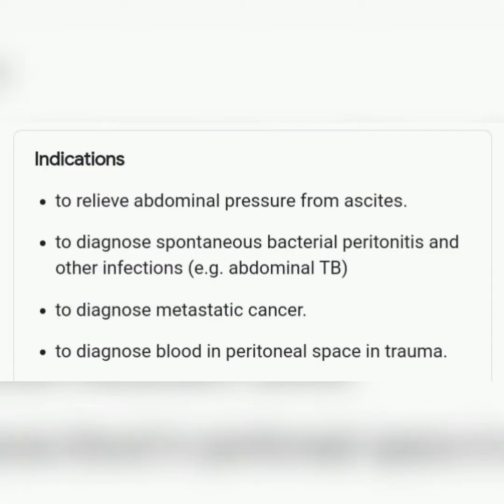What are all the indications for peritoneal tapping? To relieve abdominal pressure from ascites. If a patient has ascites, definitely there will be abdominal pressure. To relieve that pressure, the tapping will be conducted. And to diagnose spontaneous bacterial peritonitis and other infections. So to rule out any abdominal TB or bacterial infections in the peritoneum, we will do the tapping for a diagnostic purpose. And also to know metastatic cancer or any blood in the peritoneal space. So for that purpose also we will do the peritoneal tapping for the patient.